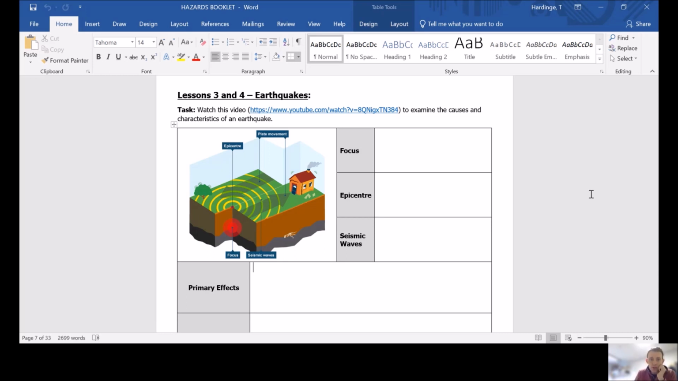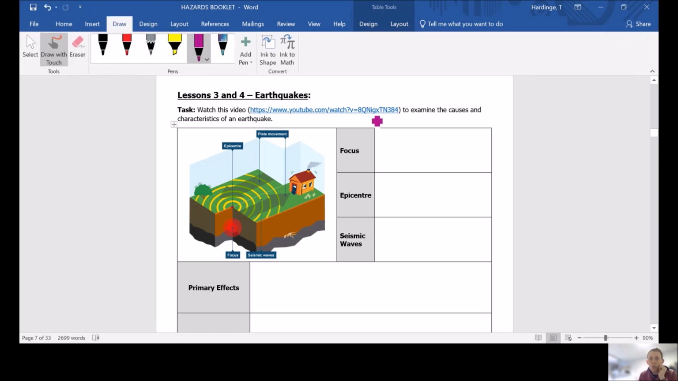The focus, which you can see down here, indicated by this red dot, we can define that as being the point where the earthquake originates. This is located within the crust, and it's where the energy of the earthquake is released from.